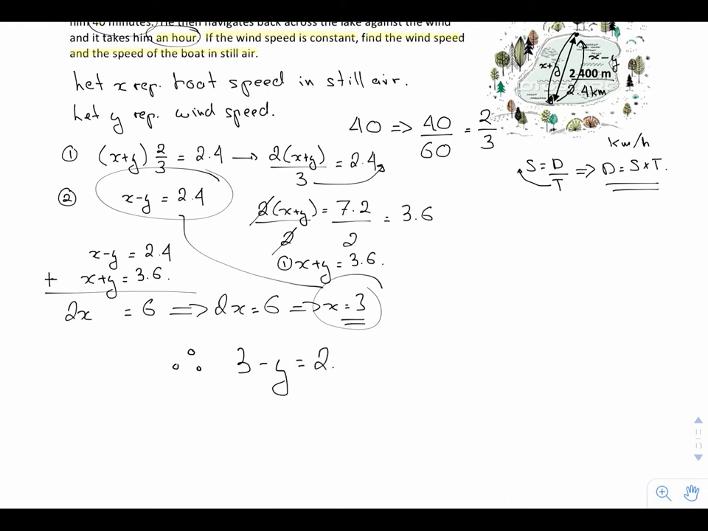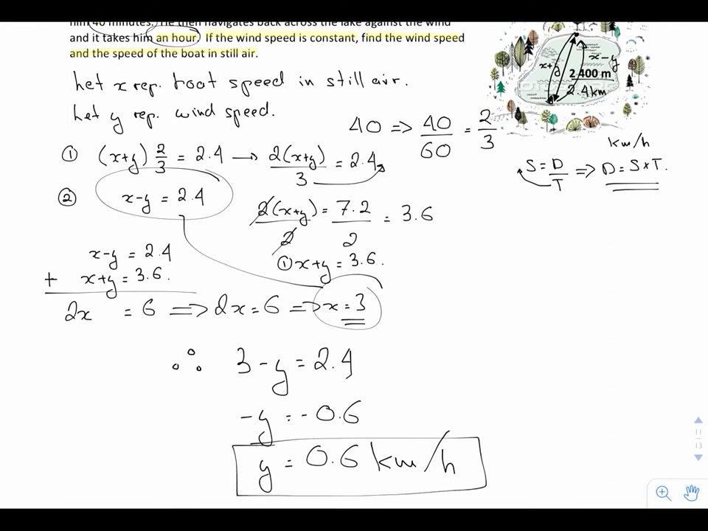Bring the 3 over, I get negative y is equal to negative 0.6. Y is equal to 0.6. So there you have your expression for the speed of the wind. It is 0.6 kilometers per hour. And the speed of the boat is 3 kilometers per hour.